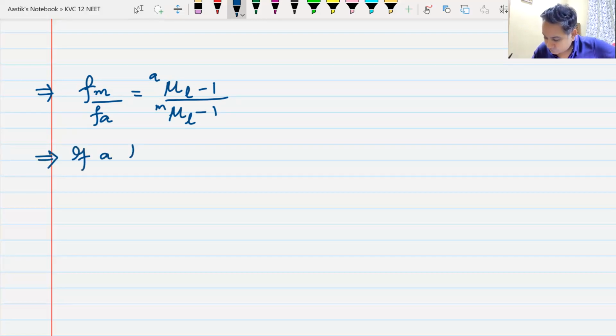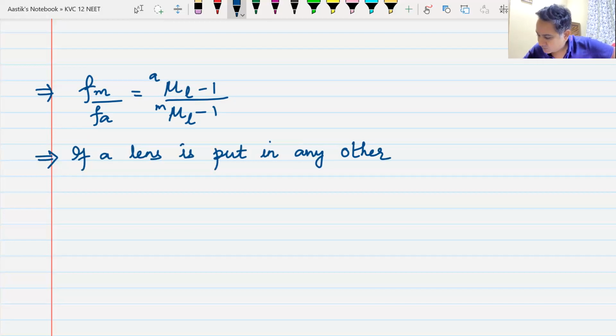If a lens is put in any other medium, suppose the lens is in air and you put it in any other medium, will its focal length increase? Will its focal length decrease? Will it remain same? Or you don't know? It can increase or decrease. Compared to air, that is what I'm saying.